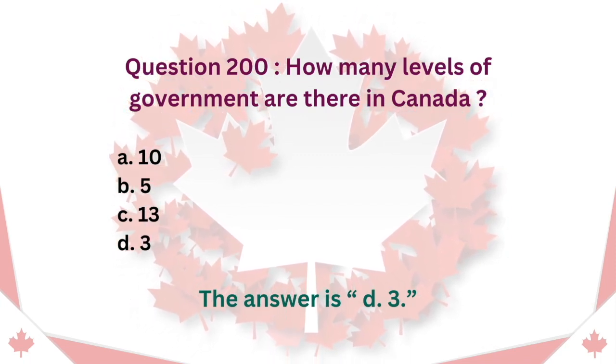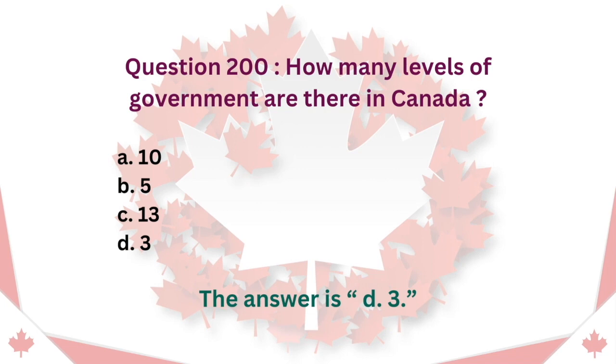Question 200. How many levels of government are there in Canada? A. 10. B. 5. C. 13. D. 3. The answer is D. 3.